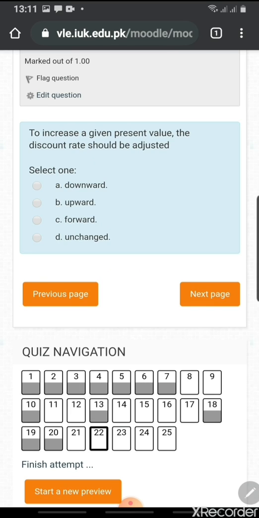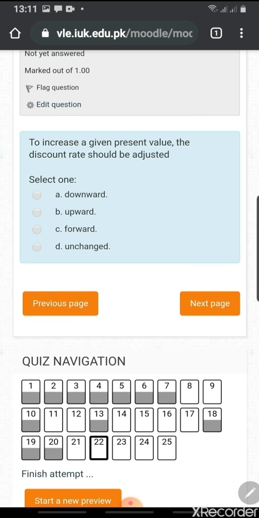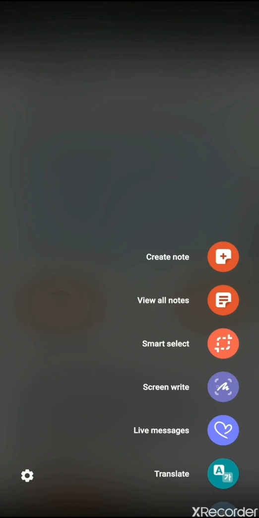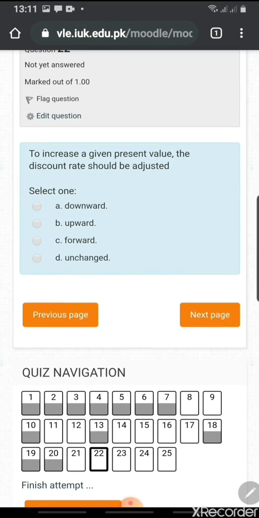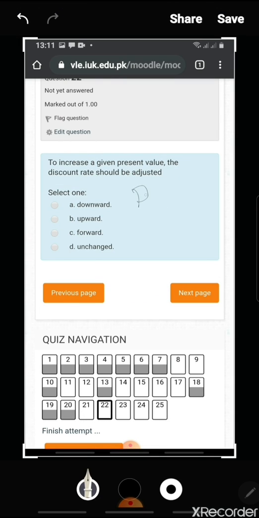Okay, so to increase a given present value, the discount rate should be adjusted. To increase a given present value, for this you can actually write down the present value formula if you are not sure. The present value formula is, now to increase a given present value, what will you have to do to the discount rate in order for that to happen?